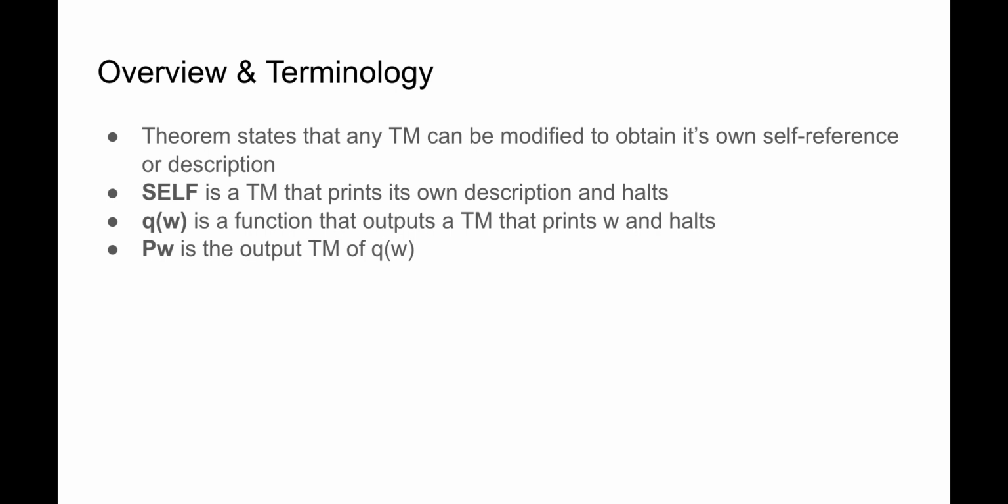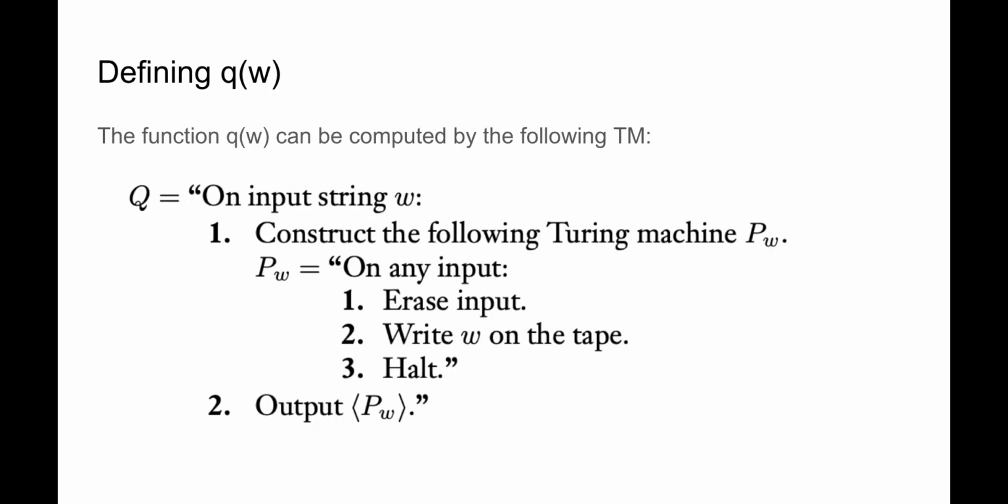So now let's look at the description of q. The following Turing machine, which is quite simple, can compute the function q. We first take in the input string w, and then we construct the Turing machine p of w, which starts off erasing the input, writing w onto the tape and halting, and then onto the tape we write the encoding of p of w.